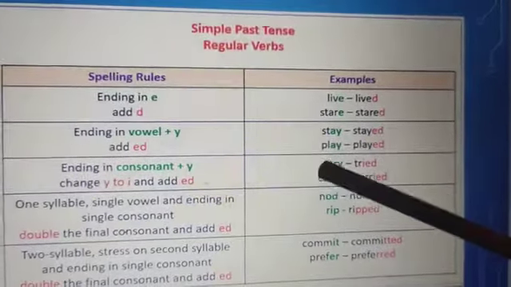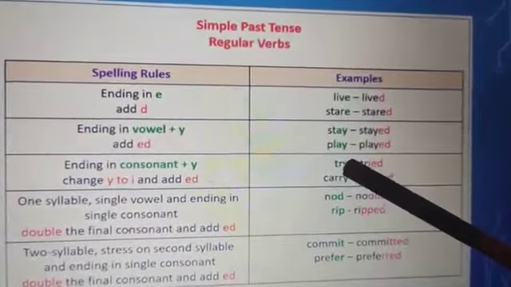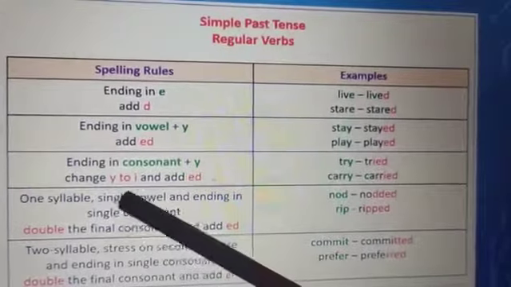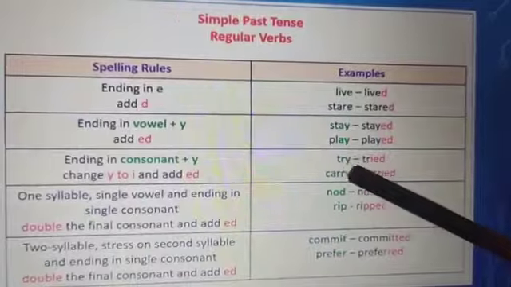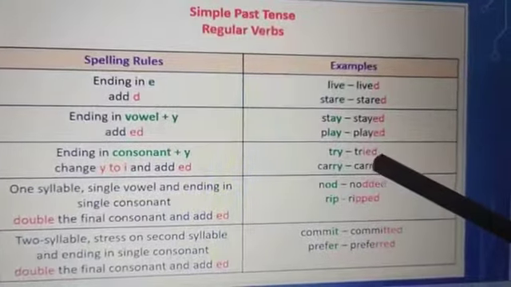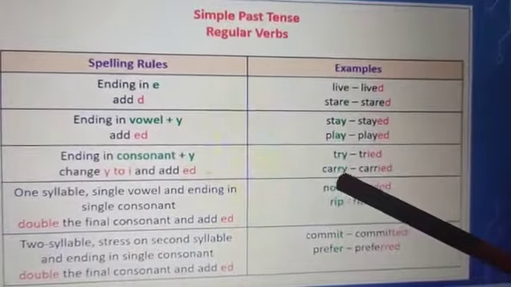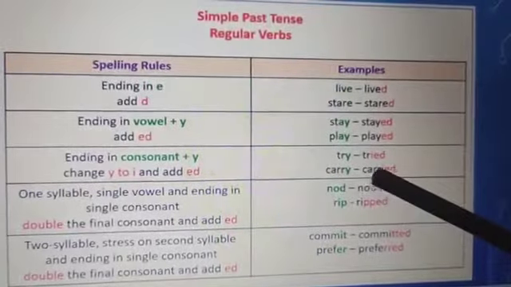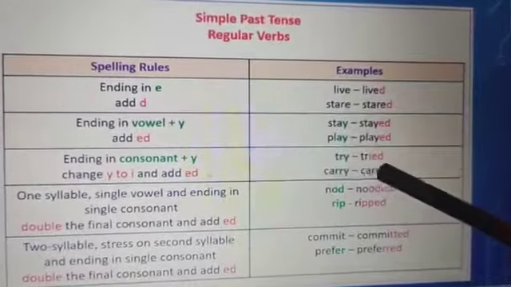Whenever a word is ending with a consonant and then Y, what we do, that Y we change to I and then we add ed with it. Like try, T-R-I-E-D. Y we have changed to I and we have added ed. Then carry, consonant R, then Y, this Y we have changed to I and then we have added ed, carried.